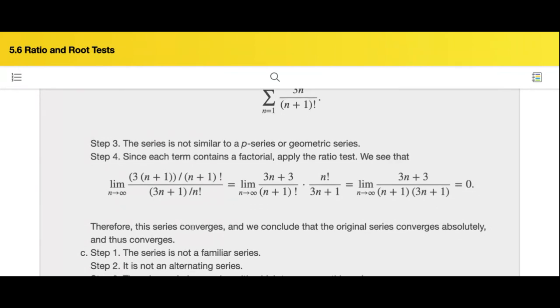This series converges. And we conclude the original alternating series converges absolutely, because we take the absolute value of it. We just ignore the negative signs. Because we ignore the negative signs, this series is a much bigger series. This much bigger series converges. The smaller one, the alternating one, must converge. So it converges absolutely.